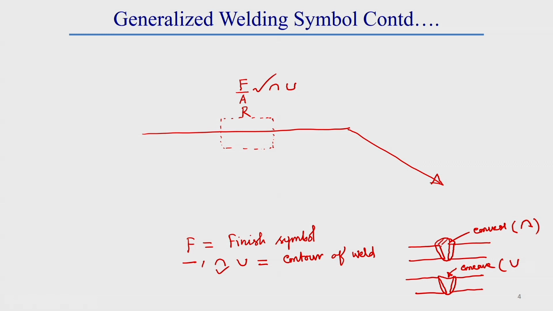Once the shape is flat, that means if it is flat in nature, then a straight line is required. Okay. And then this R is another important aspect here. This A is called the angle of preparation. This is called the angle of preparation.